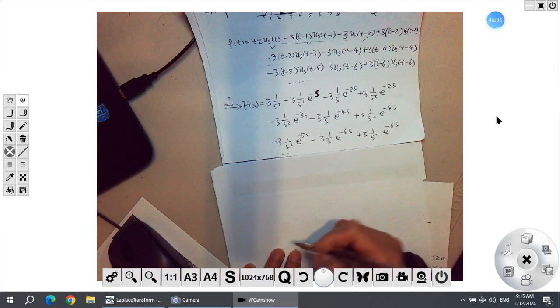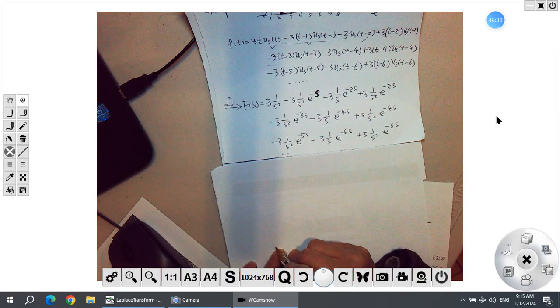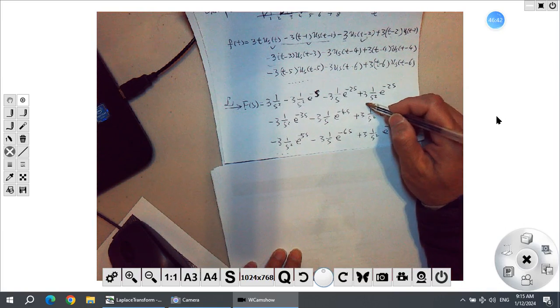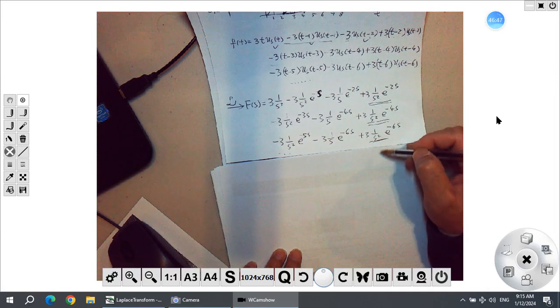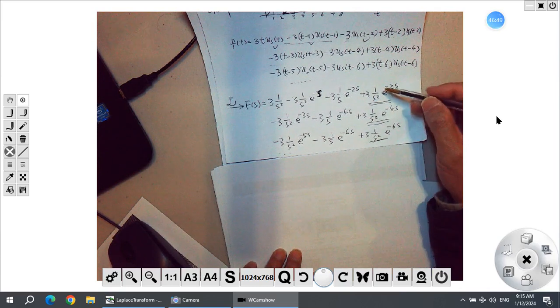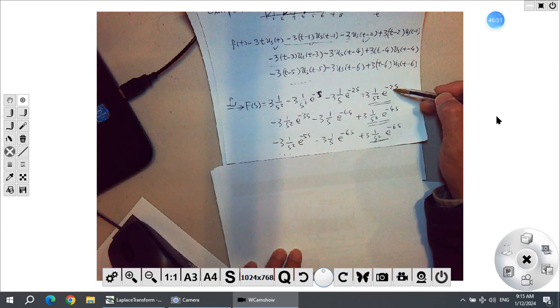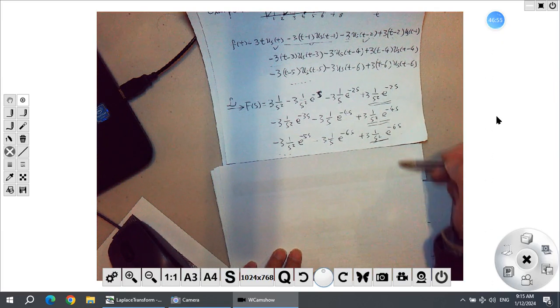Can we simplify some? This part, you see, these 3, this column, these 3, and we will have more. They are quite regular. We have 3, 1 over s squared times exponential power. The power is negative 2, 4, 6, and so on.